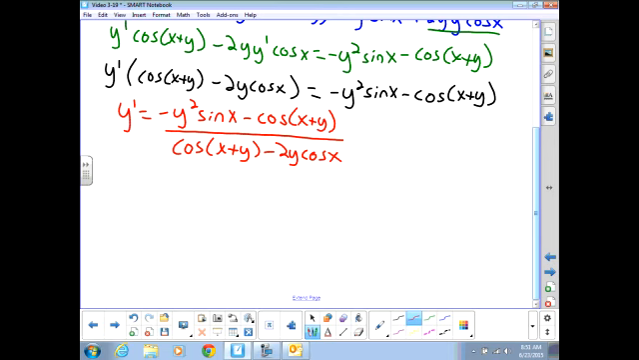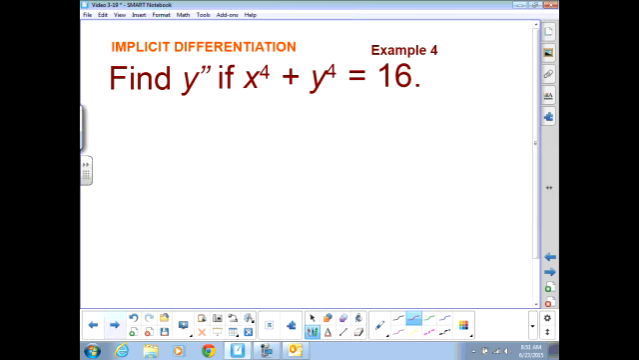So we'll look at one last example of implicit differentiation in this video, and for this one we're going to find y double prime. To start out, we'll take the derivative of x to the fourth, which is 4x cubed, plus the derivative of y to the fourth. We've got to do a chain rule like we've seen before, and because we're taking a derivative of y with respect to x, it'll be times y prime. So we'll have 4y cubed times y prime, and then the derivative of 16 is 0.